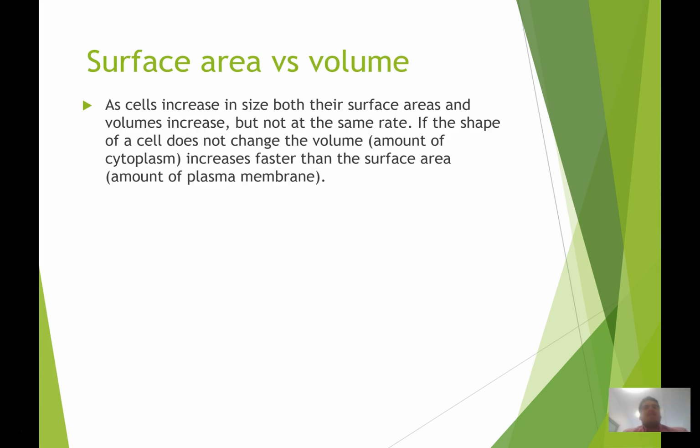All right, so let's talk about surface area versus volume ratio. As a cell increases in size, both the surface area and the volume increase, but not at the same rate. If the shape of a cell doesn't change, the volume, the amount of cytoplasm inside, actually increases faster than the surface area, the amount of plasma membrane on the outside. That's going to be a big issue for a cell, but let's draw this out really quick.